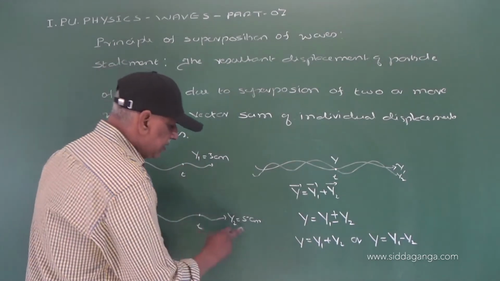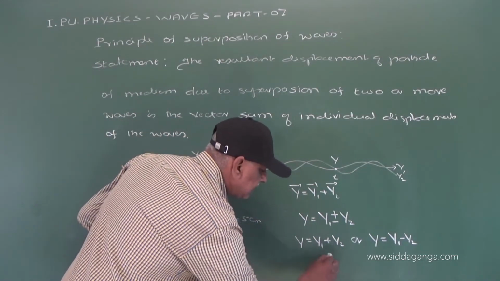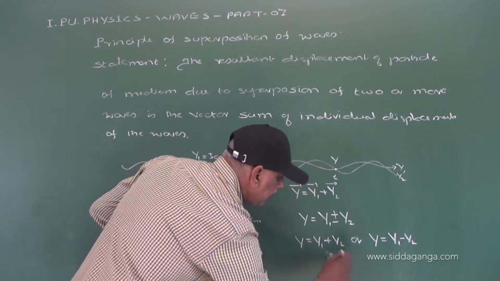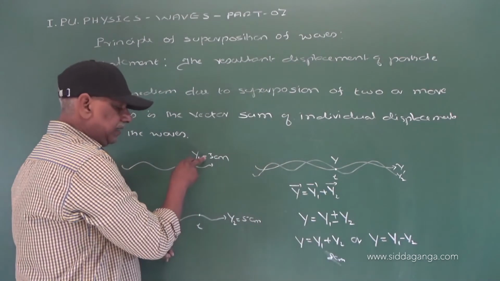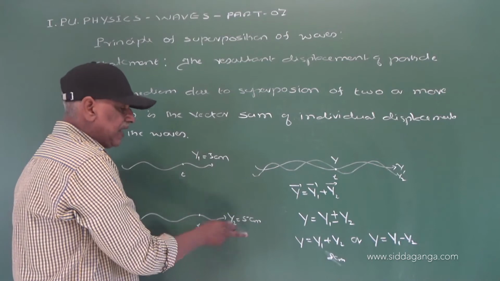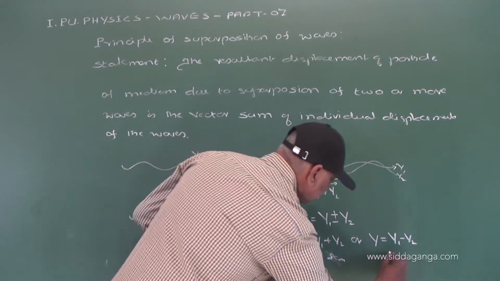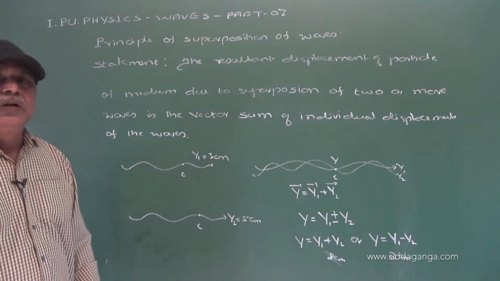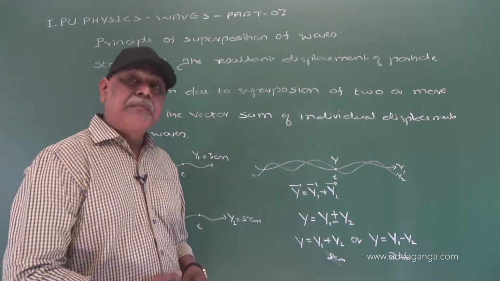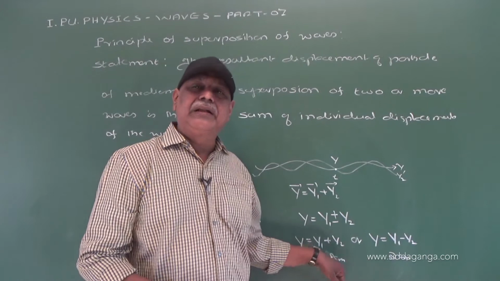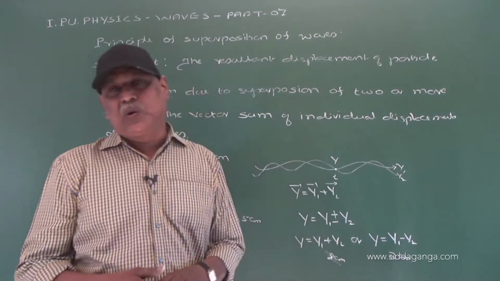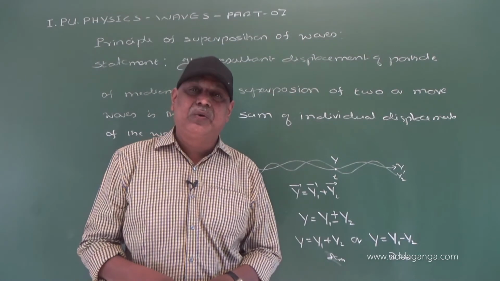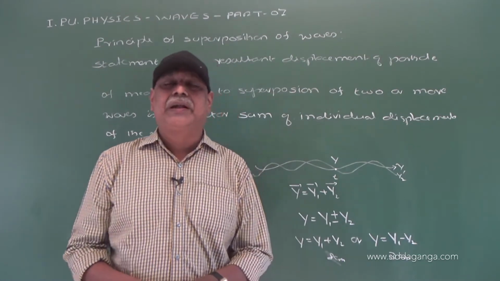In this case, this is 3 plus 5, 8 centimeter. In this case, 3 minus 5, that is minus 2. Actually, it is 2 centimeter. So the displacement may be 8 centimeter, displacement may be 2 centimeter, or it may have any value between 2 centimeter and 8 centimeter.